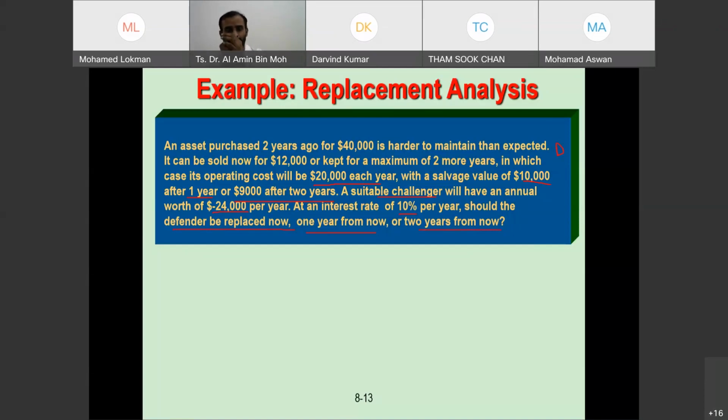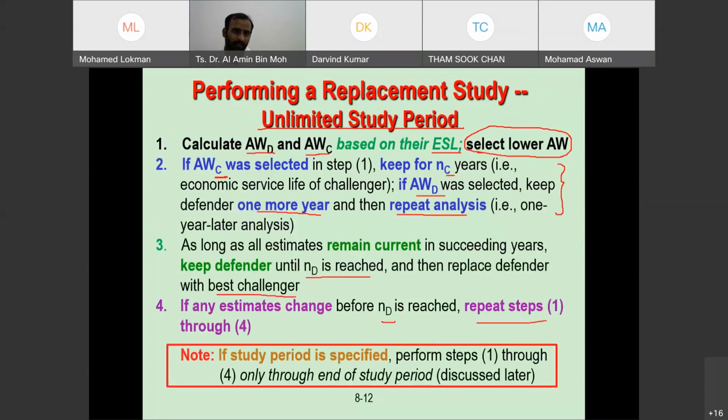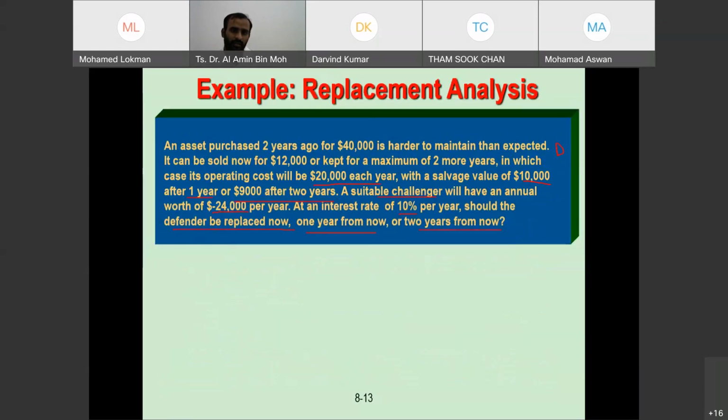So what should we do? What do we need to do? AW, yes, for what? Defender. Exactly. So if you go back to the replacement study, calculate the AW for the defender and AW for the challenger, and select the lower AW. So exactly, we are going to calculate the ESL for the defender. So what's the AW for the defender? What's the information that we have?